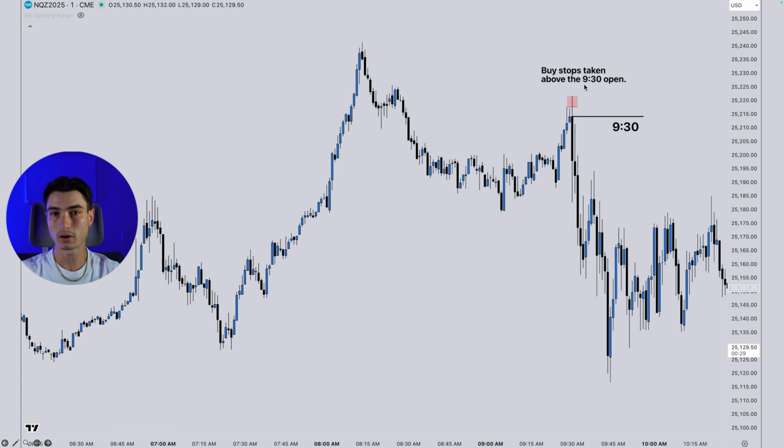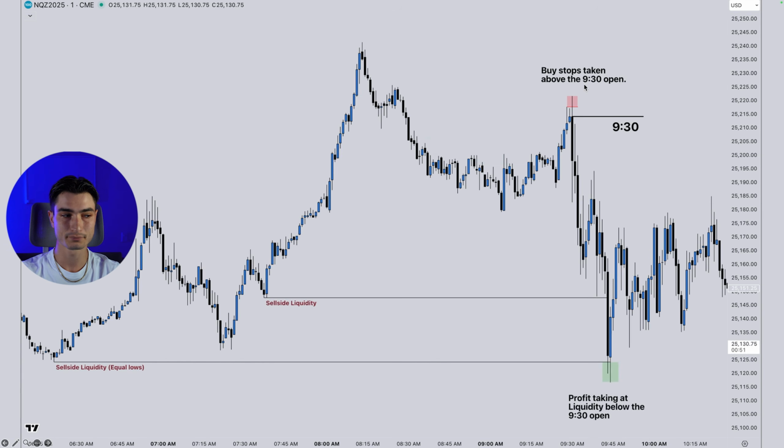So now what are we going to look for? Opposing liquidity. So we see sell side here, and these are relatively equal lows. So this is going to be a very attractive liquidity pool because retail is going to trust it as support, and the market's going to come right down into that level, not for a support idea, but specifically to engage the liquidity. So we have buy stops taken above the 930 open, and then the market runs lower for profit taking at the liquidity below the 930 open.